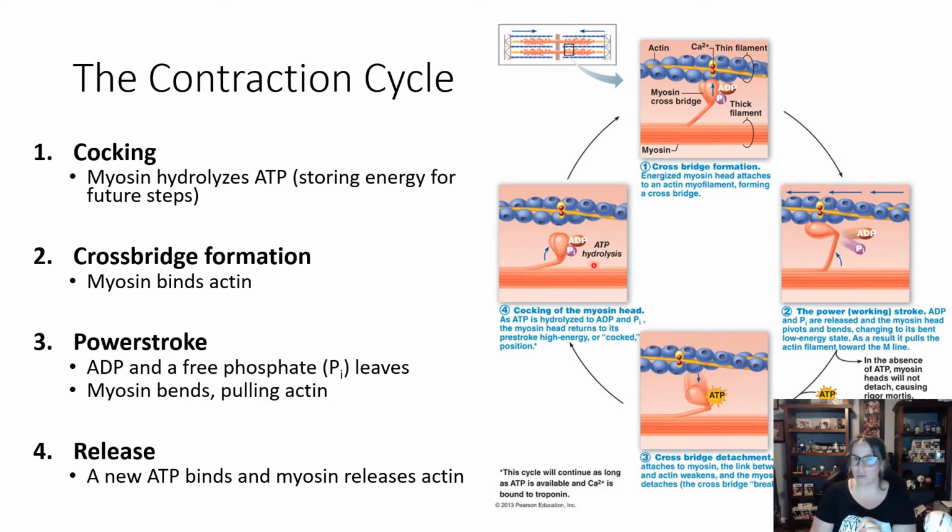It's going to hydrolyze that ATP, reach up, form a cross bridge, ADP and free phosphate leave, we get a power stroke, and this continues until we get all the way to midline. We can no longer contract anymore, or the signal stops. So this is the actual shortening of the muscle.